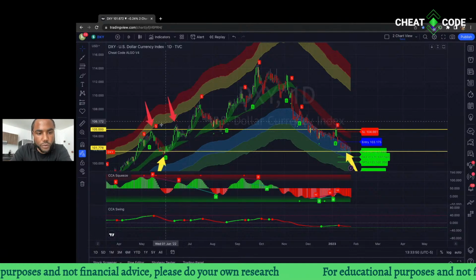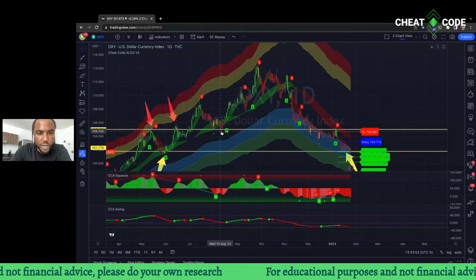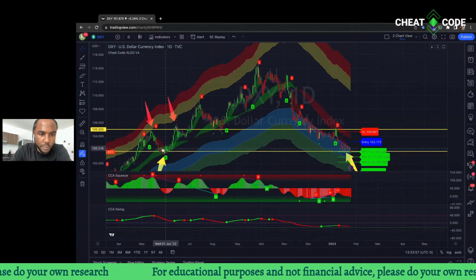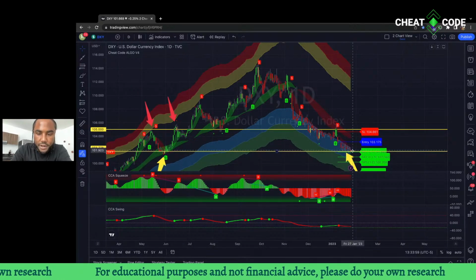Like I said, that broke this old resistance, became new support here, right? Found some consolidation, broke through. Where is it going to go? Of course, back to where it found support last time, here.